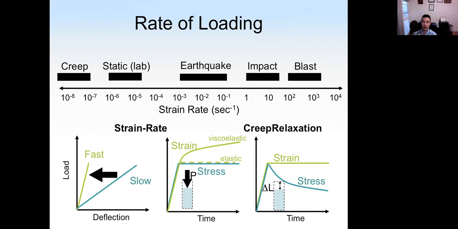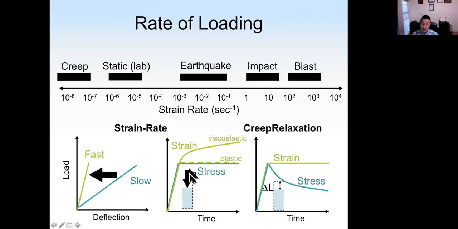For viscoelastic materials, how fast you apply the load will affect its response. For example, if the strain rate is fast, even though you do not change the load level, for slower loading the deflection will be larger compared to fast loading. This is for materials with viscous component.